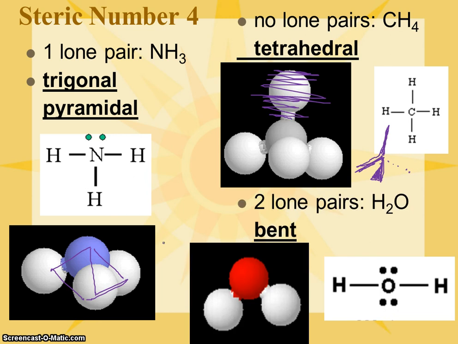I can have a second derivative shape, though. If I have 2 of these as lone pairs, then the leftover molecule is a V shape again. So this is another way of getting a bent molecule. If I go back to my tetrahedral here, if I take out this one and I take out this one, what you have left over is that V shape, which is bent.